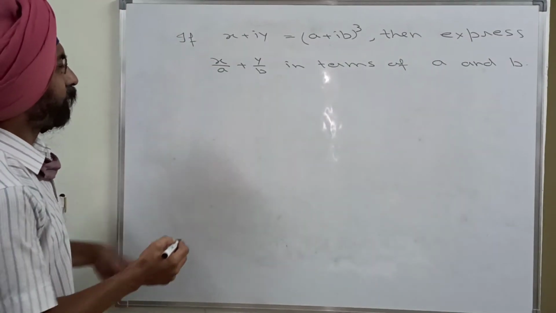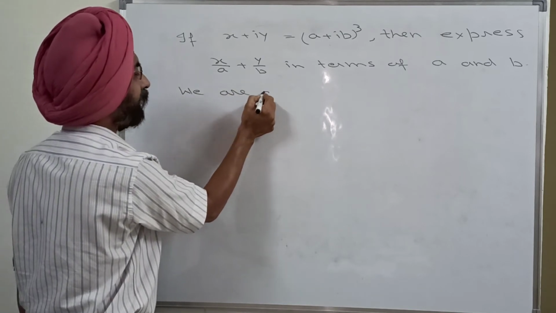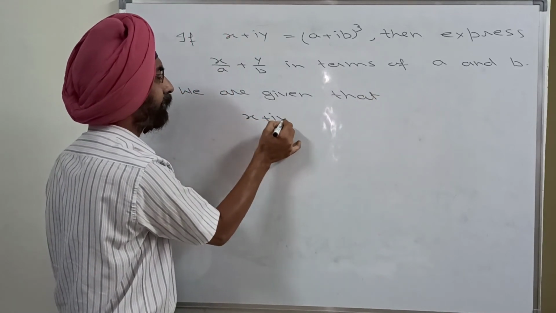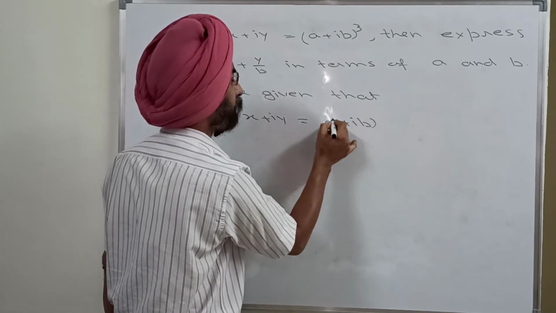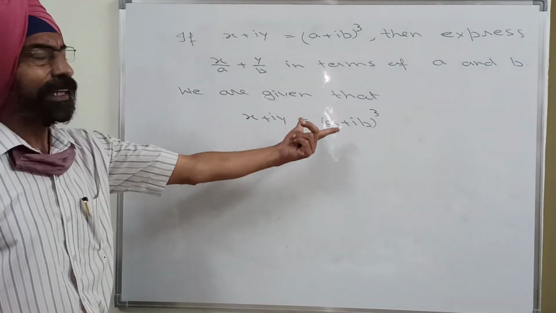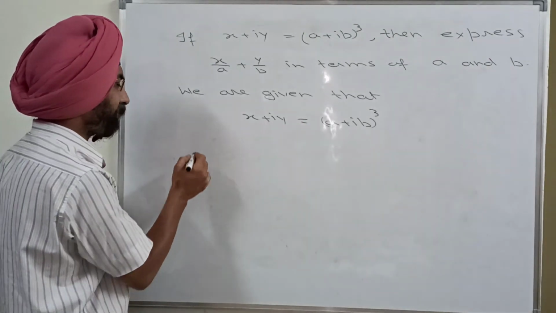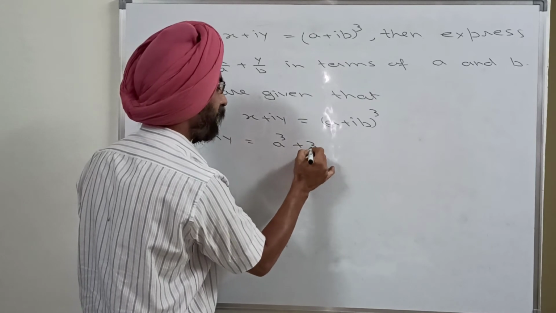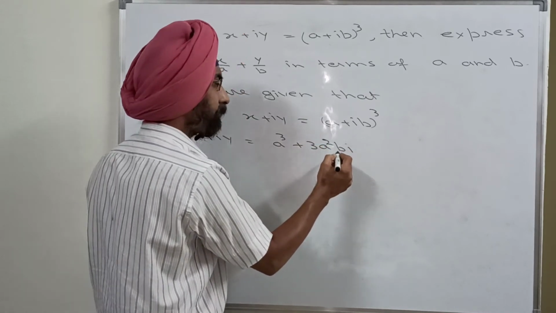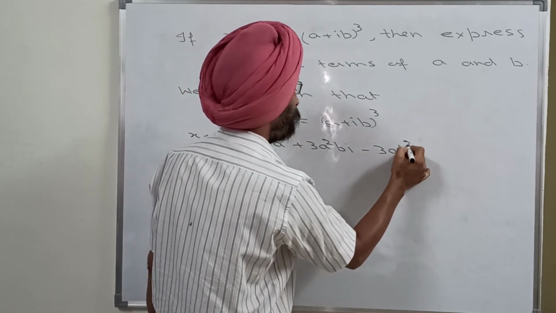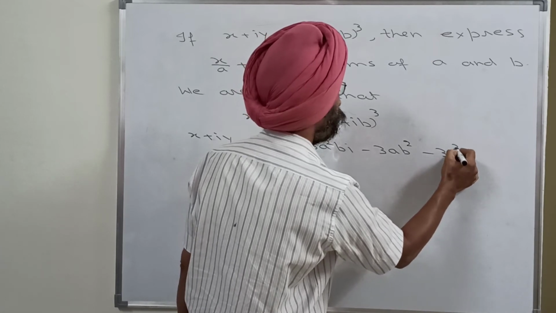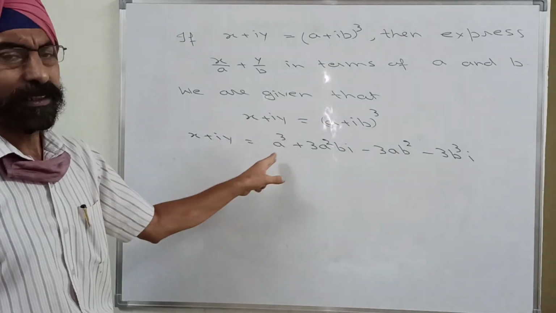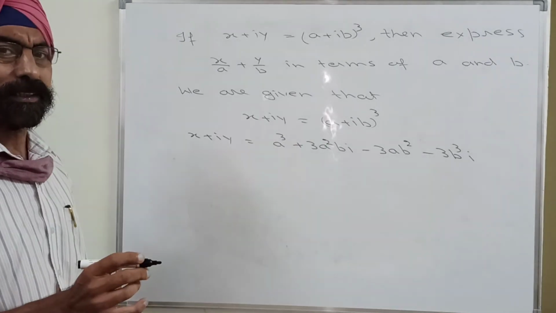The question is easy. We are given that x plus iota y is equal to a plus iota b cube. I can simplify the right hand side by opening the cube. What I will get? x plus iota y is equal to a cube plus 3a square b iota minus 3ab square minus 3b cube iota. So this is the simplification, and now I can collect real parts and imaginary parts of this equation.